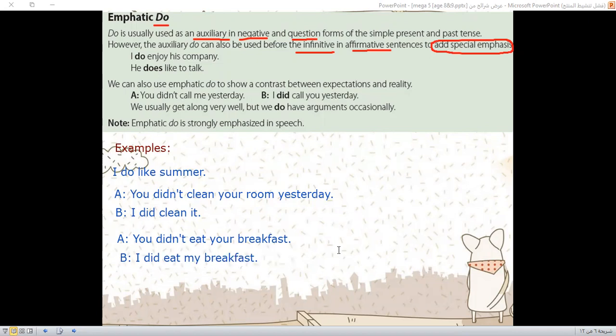Can I erase this? You're done writing? Yes.